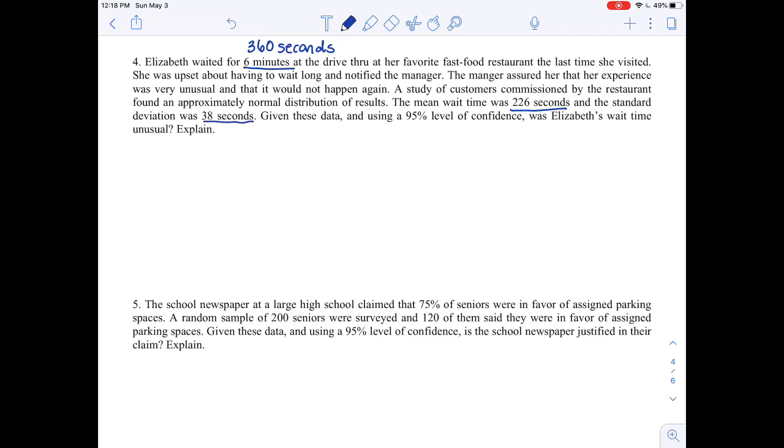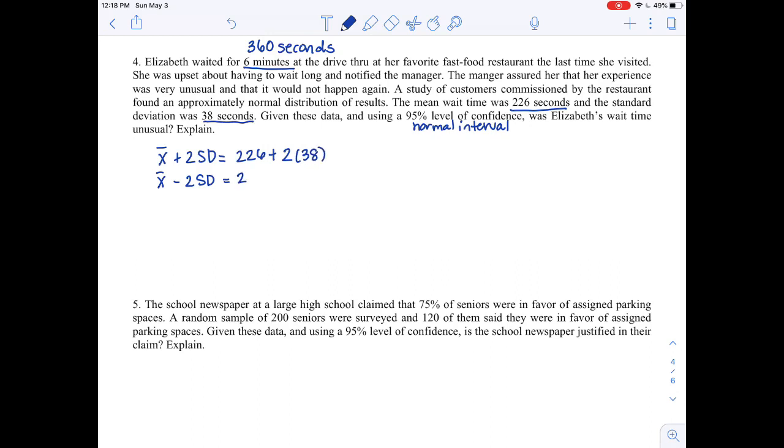Okay, so the mean wait time was 226 with a standard deviation of 38 seconds. Given these data and a normal interval, that's what I want you to think of this as, 95%, is her wait time actually unusual? Okay, so as I just said, to make a normal interval, you're going to take the mean and add 2 standard deviations. You're going to take the mean and subtract 2 standard deviations, and you're going to make a window out of that.